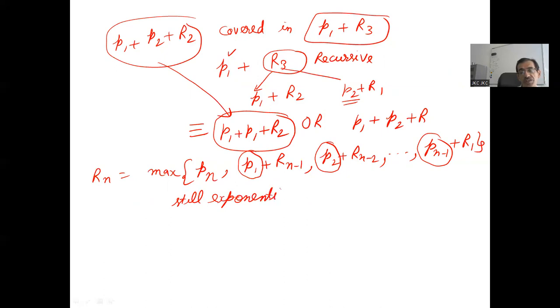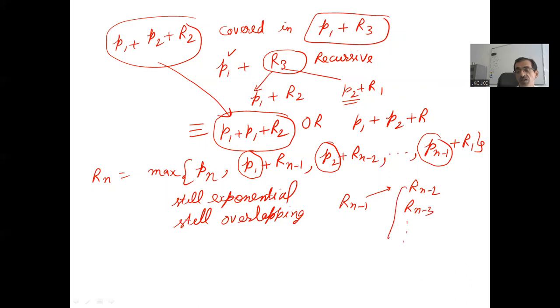Still exponential, still overlapping. Of course, why overlapping? I can easily see Rn minus 1 will internally call and calculate Rn minus 2 also, Rn minus 3 also, and so on. So Rn minus 2 will be needed for this calculation also, Rn minus 2 needed here also. Rn minus 3 needed for this also, Rn minus 3 needed here also. Rn minus 2 will still require Rn minus 3 also. So multiple times overlap. So still it is not the best solution, but a better solution.